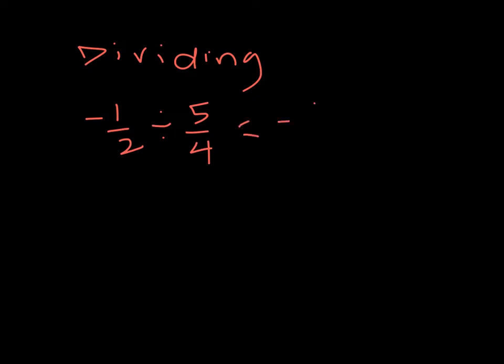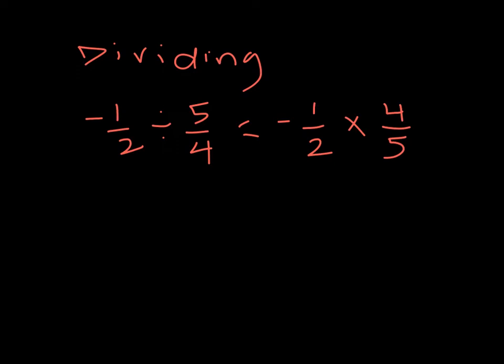Now we're going to focus on dividing fractions. So dividing is really just multiplying the opposite. So if I have the fraction negative 1/2 divided by 5/4, I'm simply going to multiply the opposite. So I'm going to rewrite this problem as negative 1/2 times, and the opposite of 5/4 would be 4/5. Another word for that is to take the reciprocal. So negative 1/2 times 4/5.